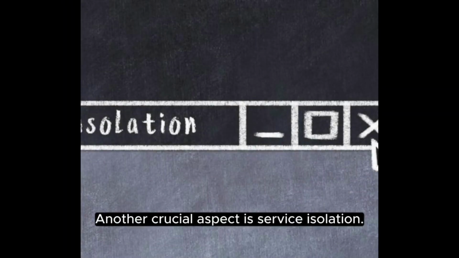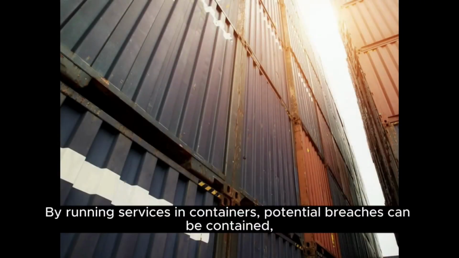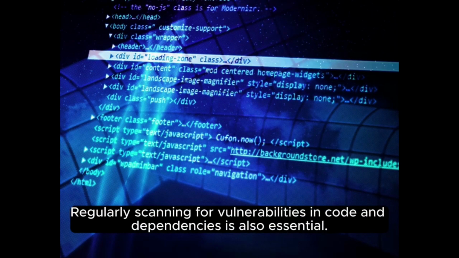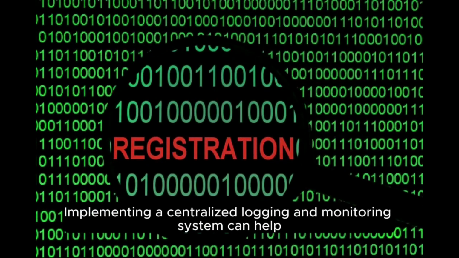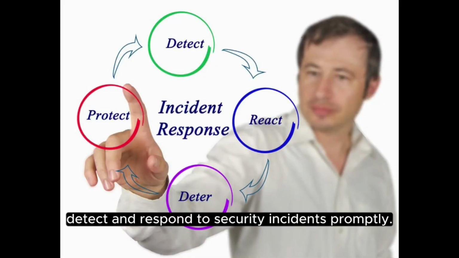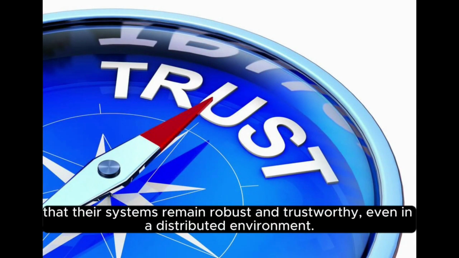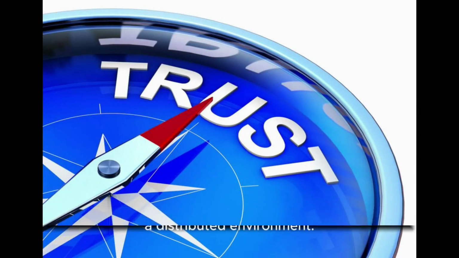Another crucial aspect is service isolation. By running services in containers, potential breaches can be contained, preventing them from affecting other services. Regularly scanning for vulnerabilities in code and dependencies is also essential. Implementing a centralized logging and monitoring system can help detect and respond to security incidents promptly. By prioritizing security in microservices, organizations can ensure that their systems remain robust and trustworthy, even in a distributed environment.